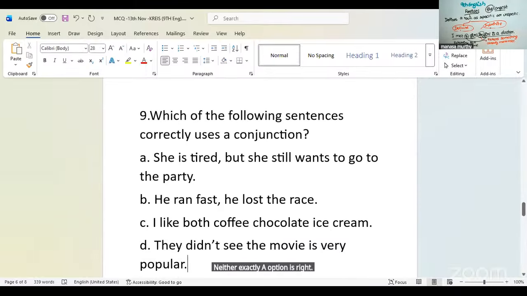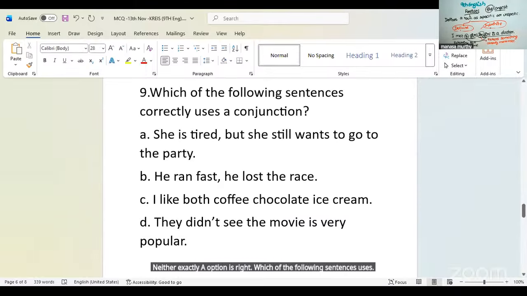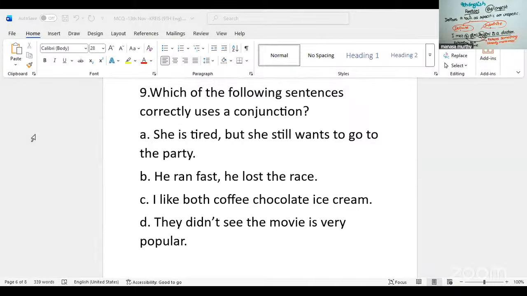Which of the following sentences uses conjunction correctly? She is tired, but she still wants to go to the party. He ran fast, he lost the race. I like both coffee, chocolate, ice cream. In which sentence is the conjunction used correctly? A. Exactly. A.